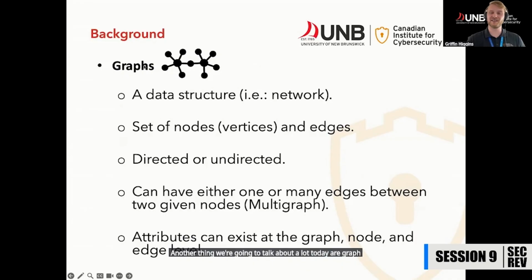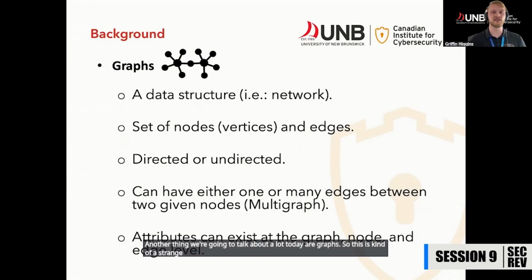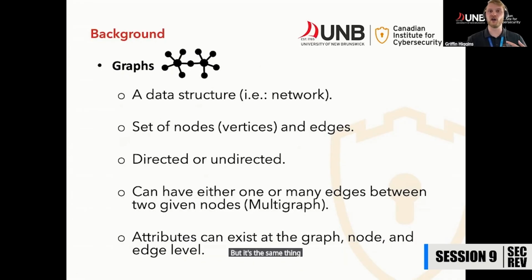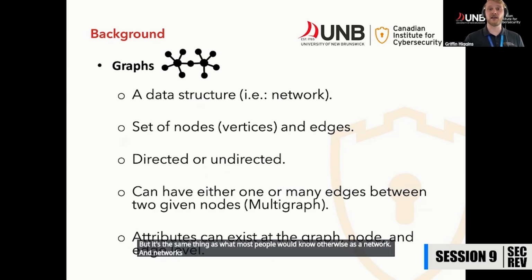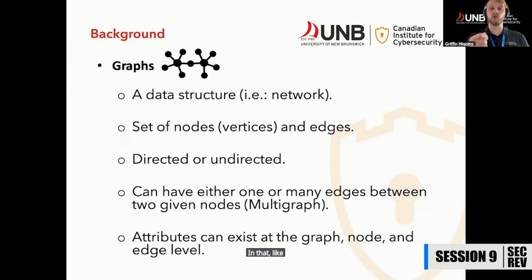So this is kind of a strange word for some people if you're not in computer science, but it's the same thing as what most people would know otherwise as a network. And networks are just a data structure, and they have a set of nodes that are sometimes called vertices as well as edges. And these edges between nodes, the things that connect them, they can be directed, i.e. like you can go from A to B, but you can't go from B to A, or they can be undirected in that like you can go from A to B or B to A if you have two nodes.